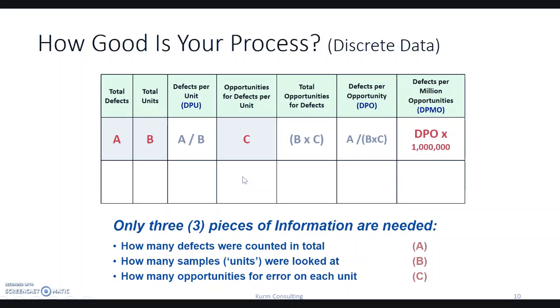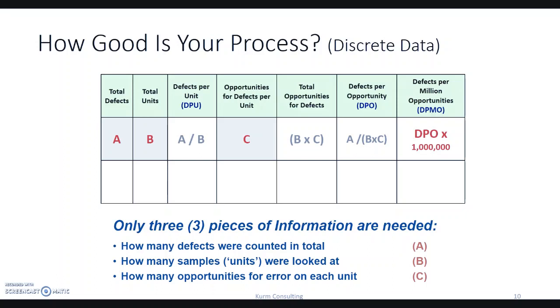So an example here is, if I have an invoice, it could just be good or bad, but you might also have 15 different fields on there that you could possibly have a defect. That is an example of an opportunity for a defect per the unit. So when you multiply that by your total units, you get total opportunities for a defect that can occur on any given invoice. And then you take your total defects and divide it by B times C to get what's called the defects per opportunity.